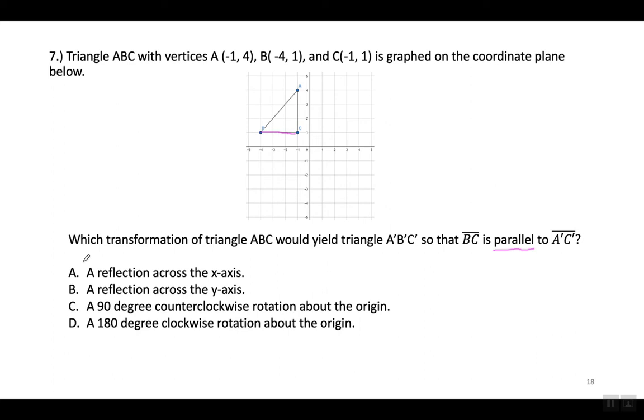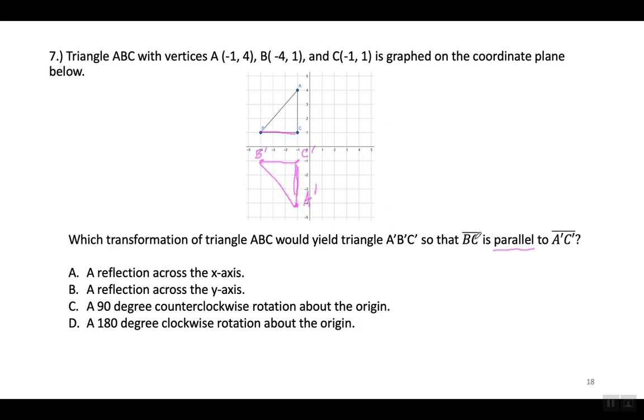First answer choice, a reflection across the x-axis. If you reflect this triangle across the x-axis, it's going to be more or less here... not more or less, it should be exactly here. So this will be B prime, C prime, and A prime. That's a reflection. Whoops, that didn't come out nice. A reflection over the x-axis.